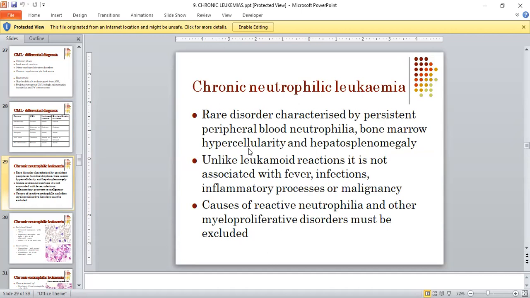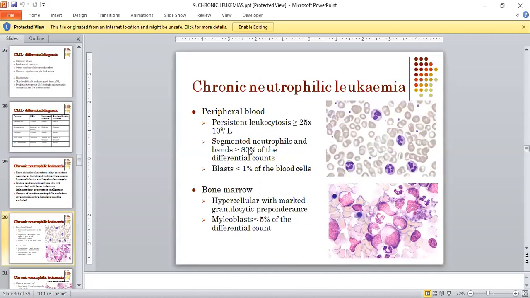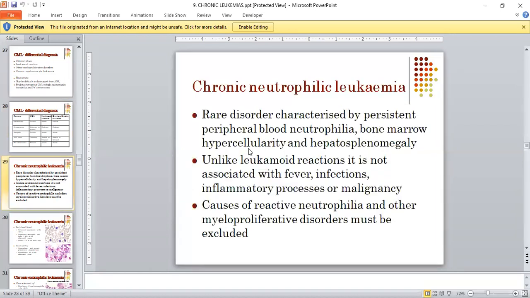So you can also have chronic neutrophilic leukemia. This is a rare disorder characterized by persistent peripheral blood neutrophilia, bone marrow hypercellularity, and hepatosplenomegaly. Unlike leukemoid reactions, it is not associated with fever, infections, inflammation, or malignancy. So this is just another condition that you need to properly differentiate between it and our CML.